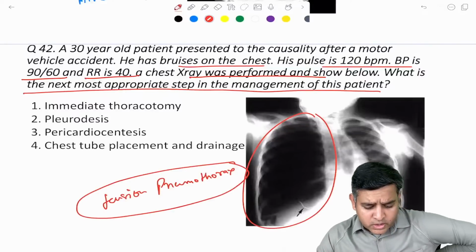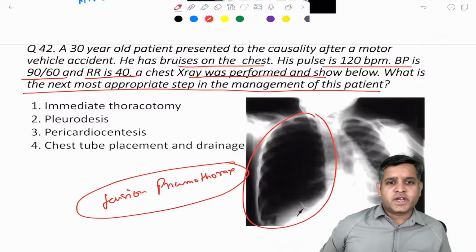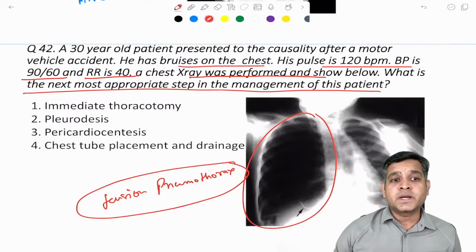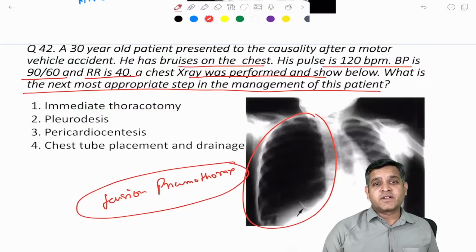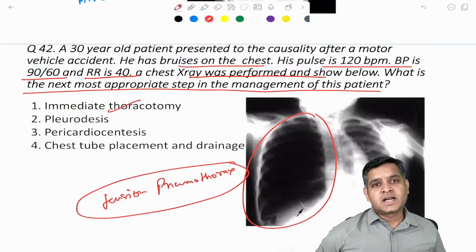Now, it depends. Needle thoracostomy is the best way to manage this particular case. So you have to see the language. If an open thoracotomy is given, then that will not be the answer. But if needle thoracostomy is given, then that will be the answer for the case.